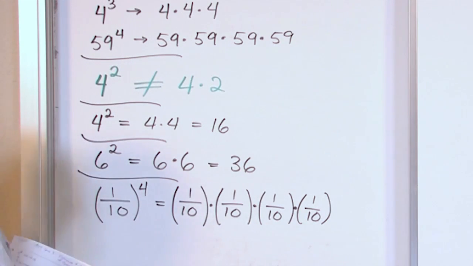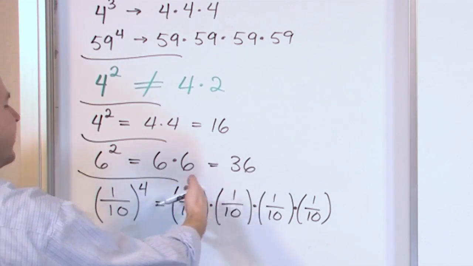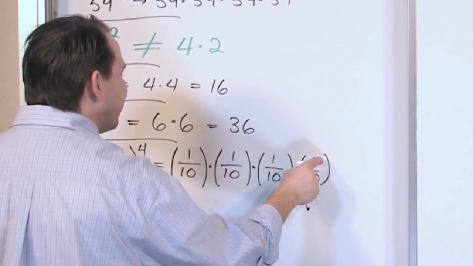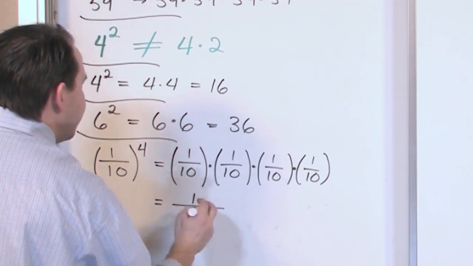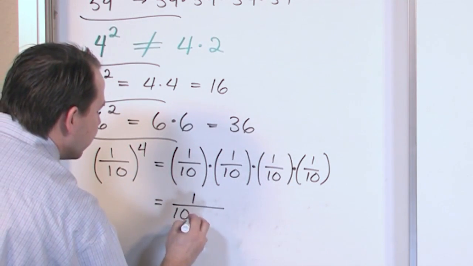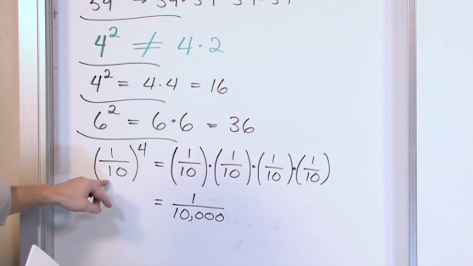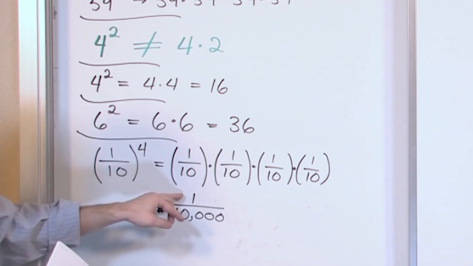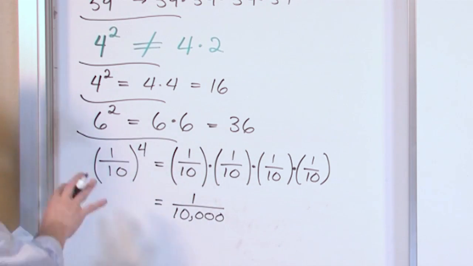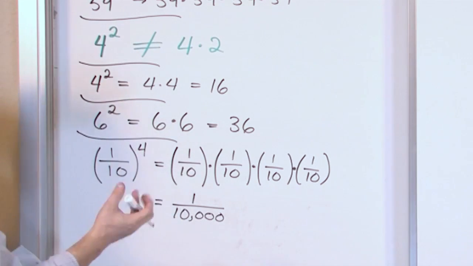Now, we have actually done this kind of multiplication in the previous section on fractions. You know that when you're multiplying fractions, all you do is multiply the top numbers and multiply the bottom numbers. So 1 times 1 times 1 times 1 is just 1 on the top. 10 times 10 times 10 times 10, if you do that in a calculator, is 10,000. So if you take the fraction 1/10 and raise it to the 4th power on a calculator, you get the fraction 1/10,000ths. That shows you that anything inside the parentheses raised to a power behaves the same way.